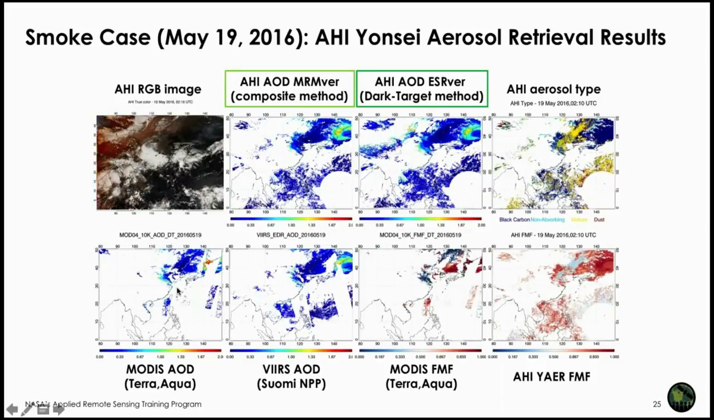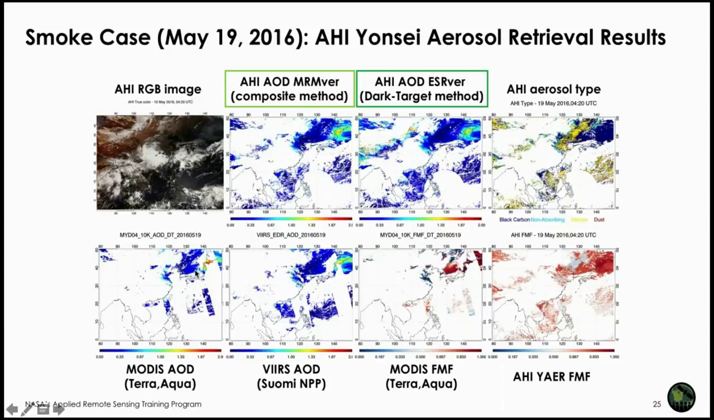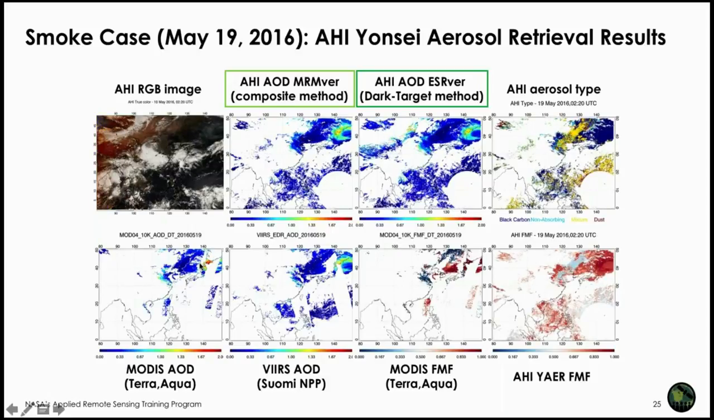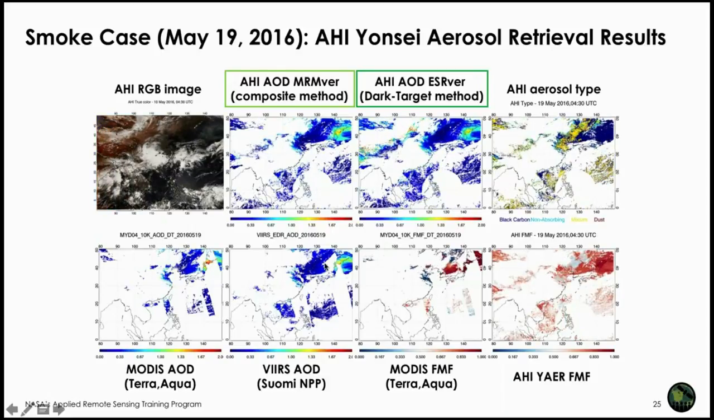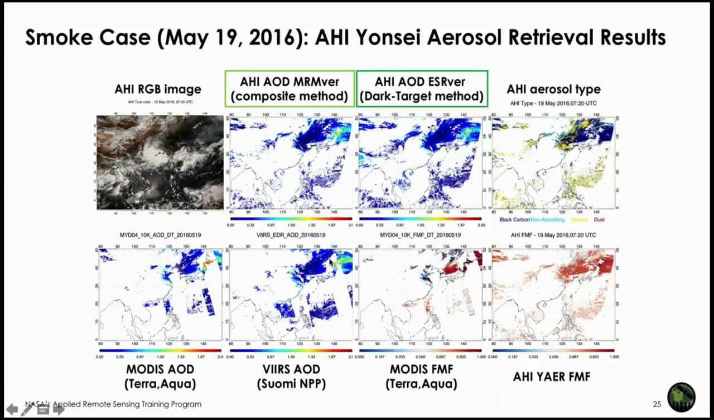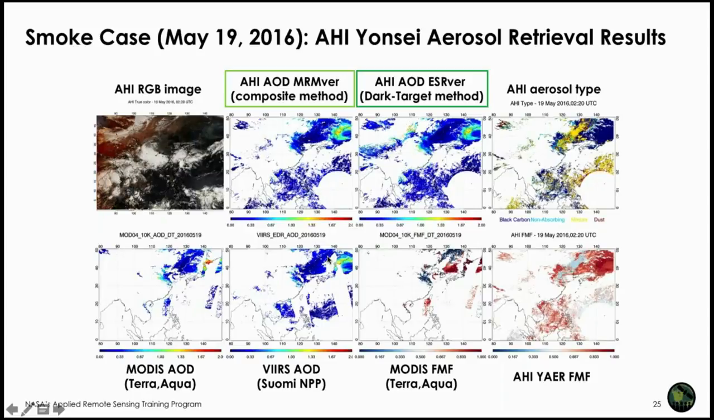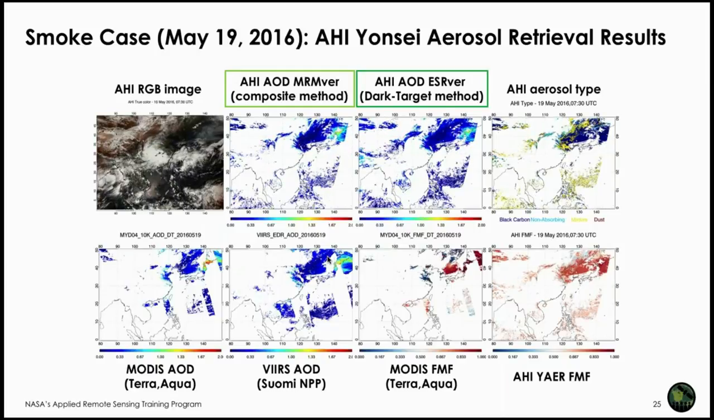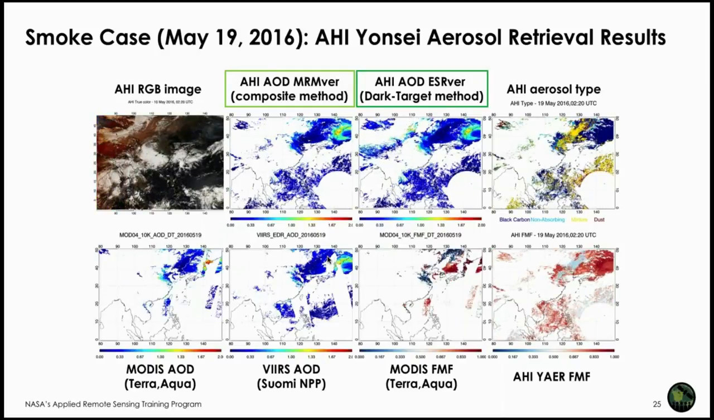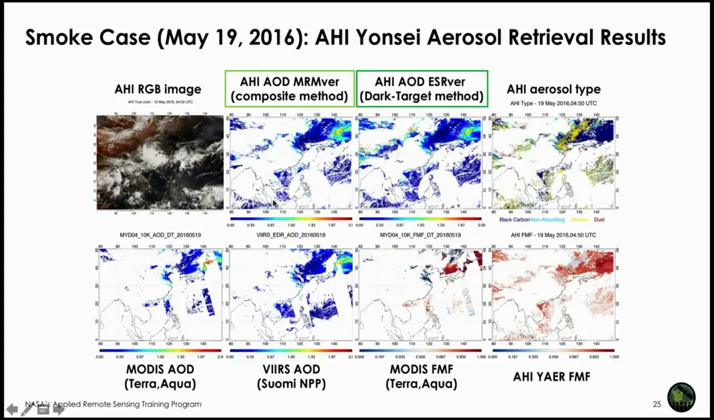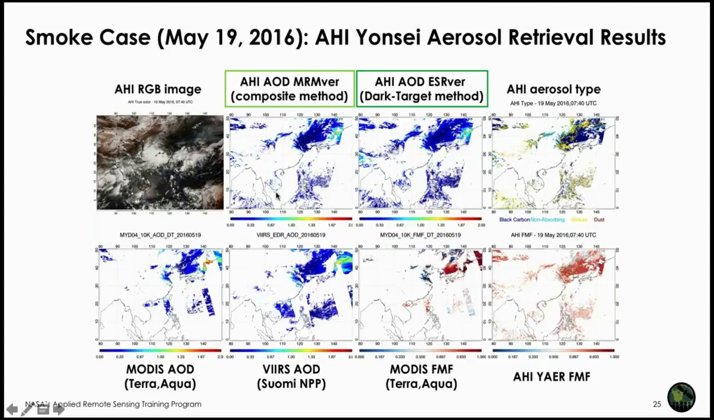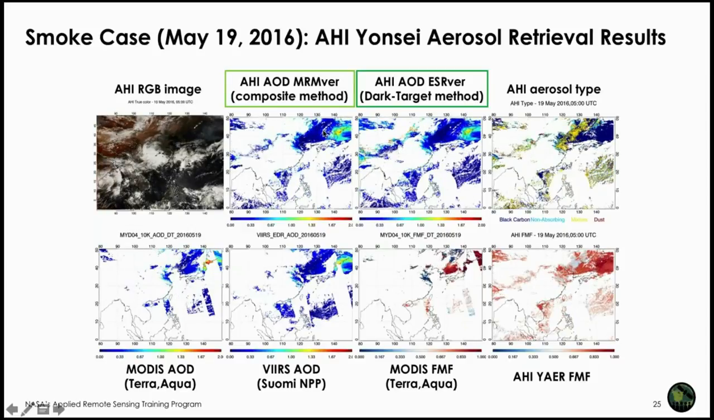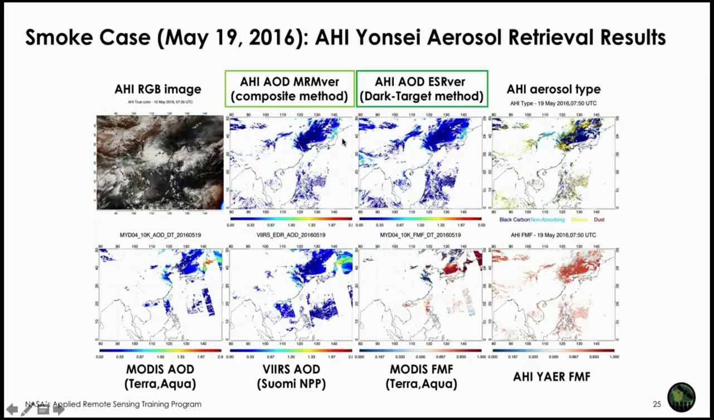MODIS Terra and Aqua also detect this plume, but due to the sun glint issue, there are so many no-retrieval pixels around the Hokkaido area. VIIRS also detects this plume, but also has some no-retrieval area due to the sun glint. Sun glint means a too-bright ocean surface due to the geometry between Earth, Sun, and satellite. Most sun glint area of the geostationary satellite is located near the equator, so we can see a more continuous image of the aerosol plume over East Asia from China to Japan.